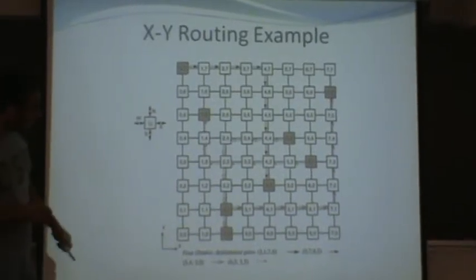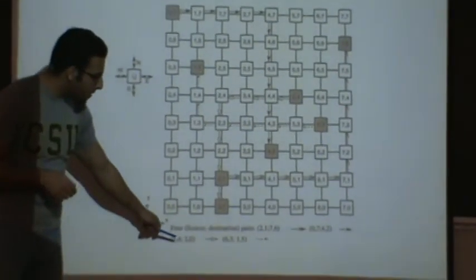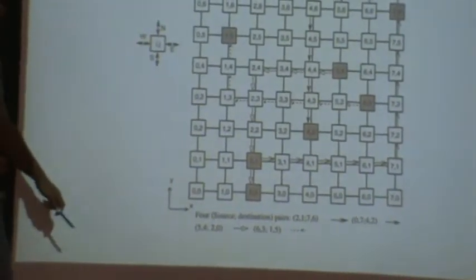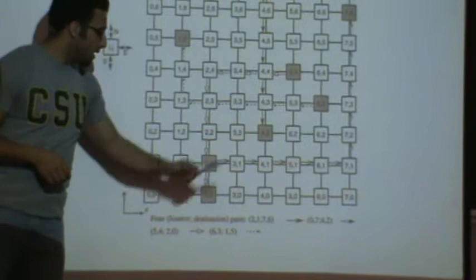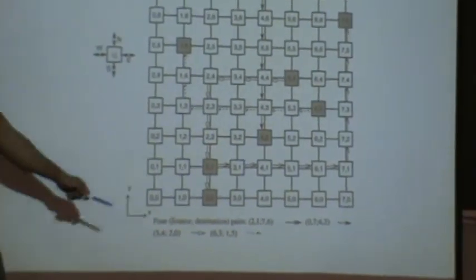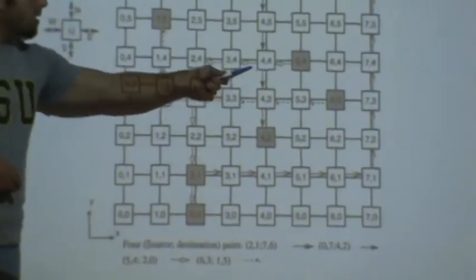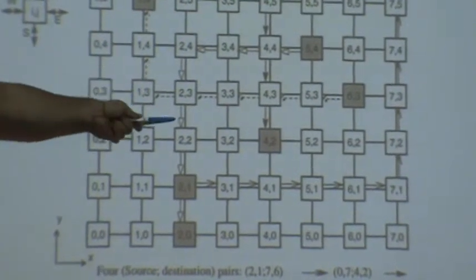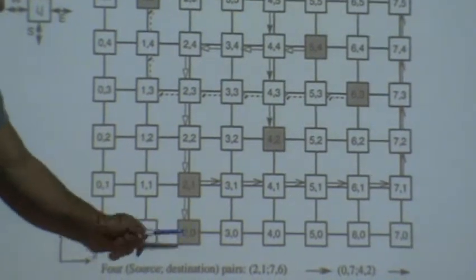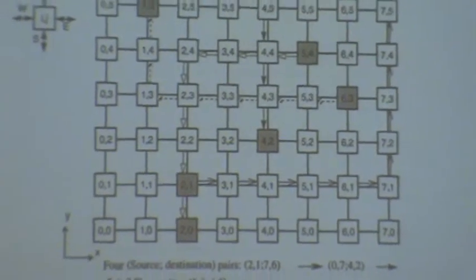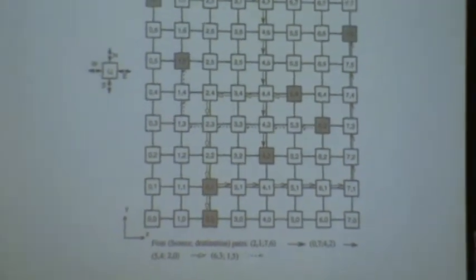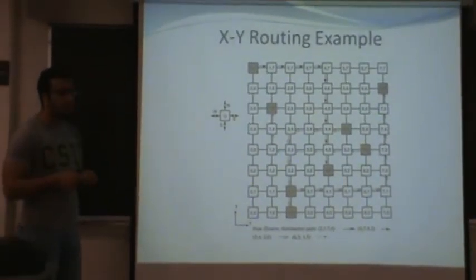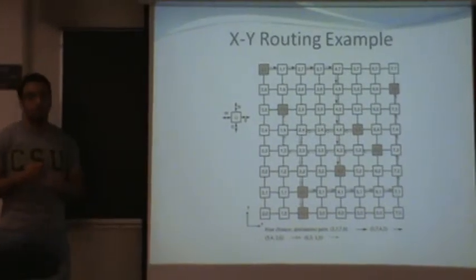If we take a look here, suppose that we're going from 5.4 to 2.0. So here's the source, here's the destination, and as you can see, we're always taking the x-axis until the offset is 0, and then we move on the y-axis to the destination. There's one point that I have to mention here about the XY algorithm, which is the fact that it does not provide us with any load balancing.